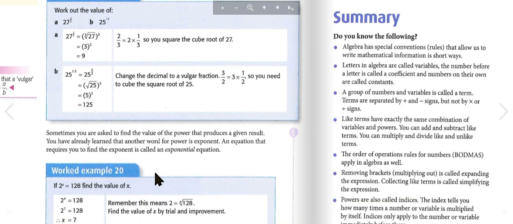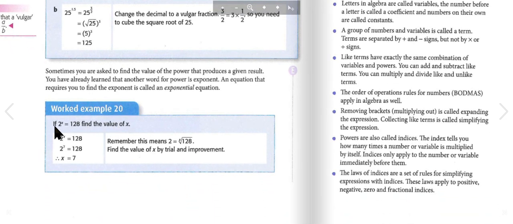Sometimes you are asked to find the value of the power that produces a given result. You have already learned that another word for a power is exponent. The equation that requires you to find the exponent is called an exponential equation. Work example 20. If 2 to the power of x equals 128, find the value of x. Remember, this means 2 equals the x root of 128. Find the value of x by trial and improvement. So 2 to the power of 7 equals 128, and x equals 7.